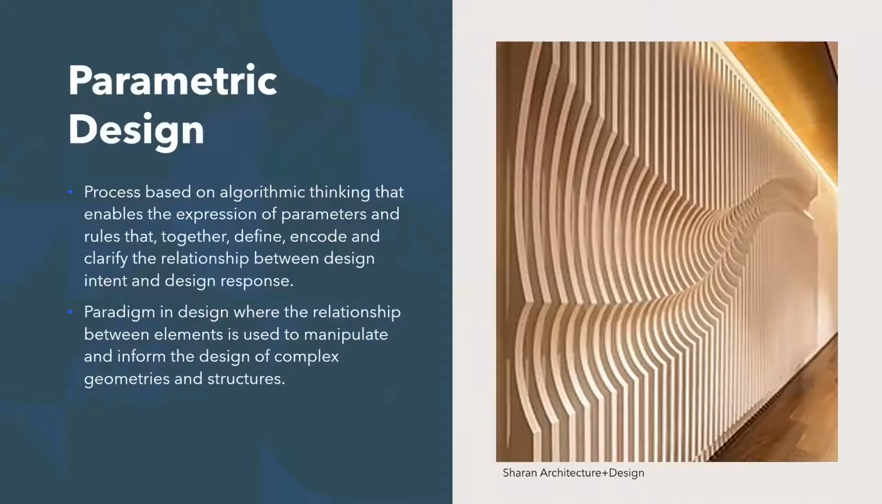So parametric design, generally when people think of parametric design, they think of something like the image on the right. The standard definition is a process based on algorithmic thinking that enables the expression of parameters and rules that together define, encode, and clarify the relationship between design intent and design response. I like to sum it up as a paradigm in design where the relationship between elements is used to manipulate and inform the design of complex geometry or structures.